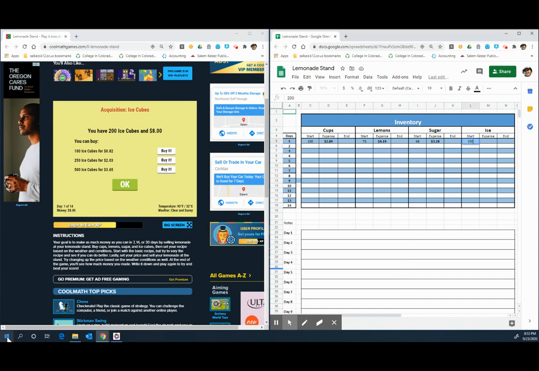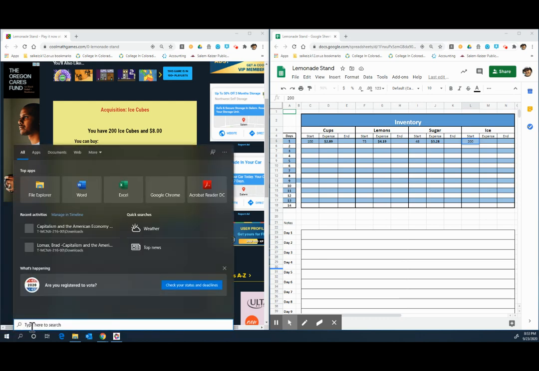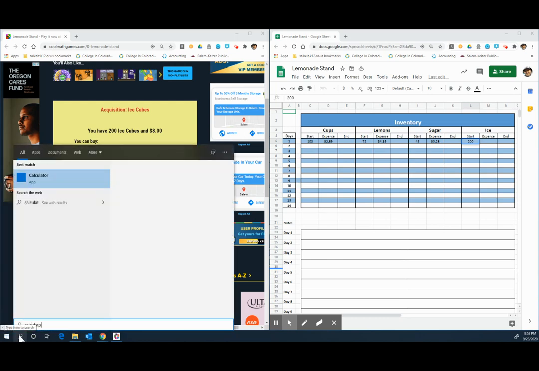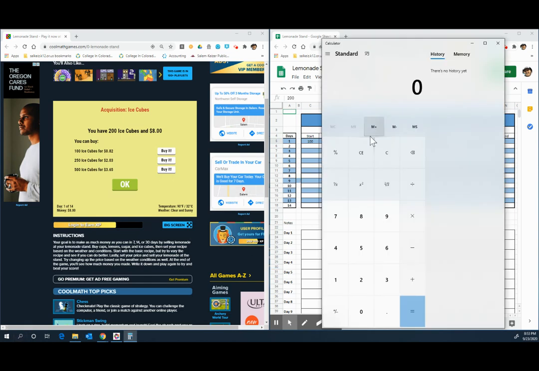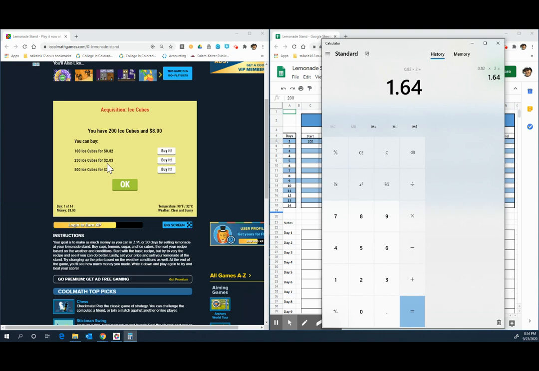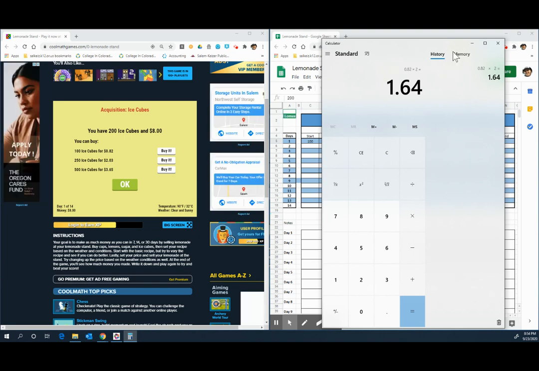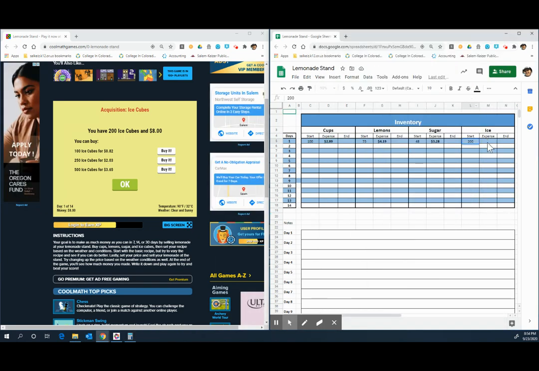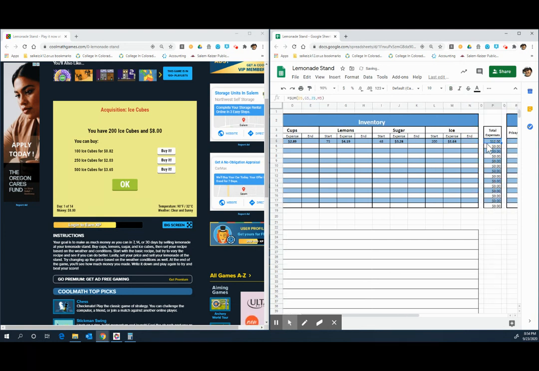So I'll open my calculator and identify how much I bought. So 0.82 times 2 gives me $1.64. So I was able to buy 200 ice cubes for $1.64 versus having to buy 250 for $2.03. So I was able to save on expenses. Record $1.64. Notice here in total expenses how it keeps track of everything you spent.